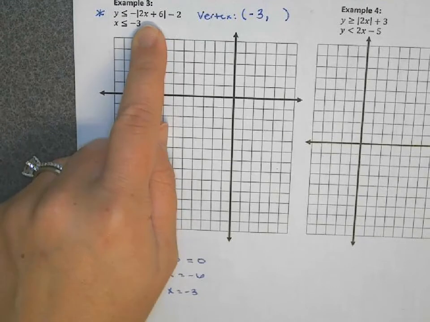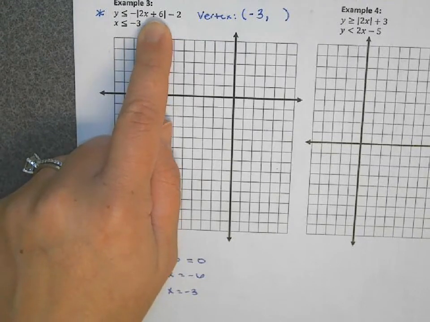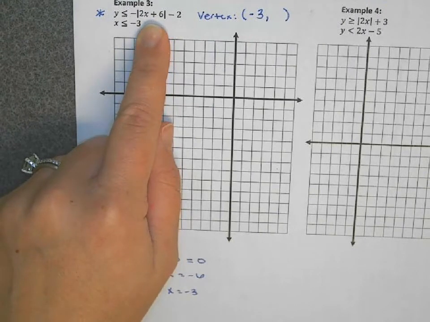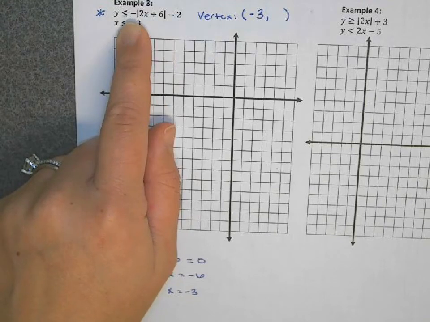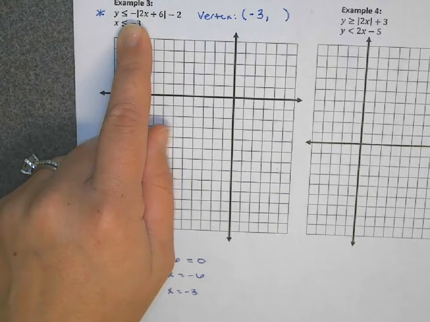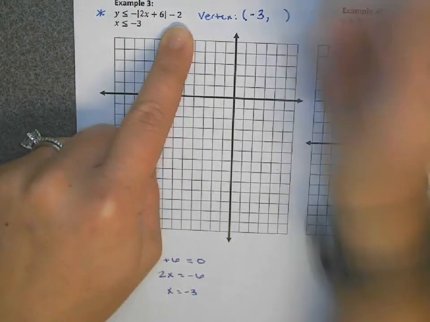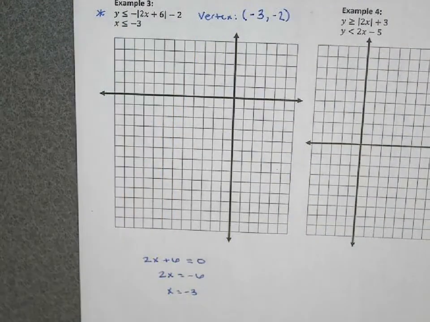So 2 times negative 3 is negative 6. Negative 6 plus 6 is 0. Good. That's what we were supposed to get. What's the absolute value of 0? 0. Make it negative. Still 0. The opposite of 0 is still 0. 0 minus 2 is negative 2. So I know that that's where my vertex is.